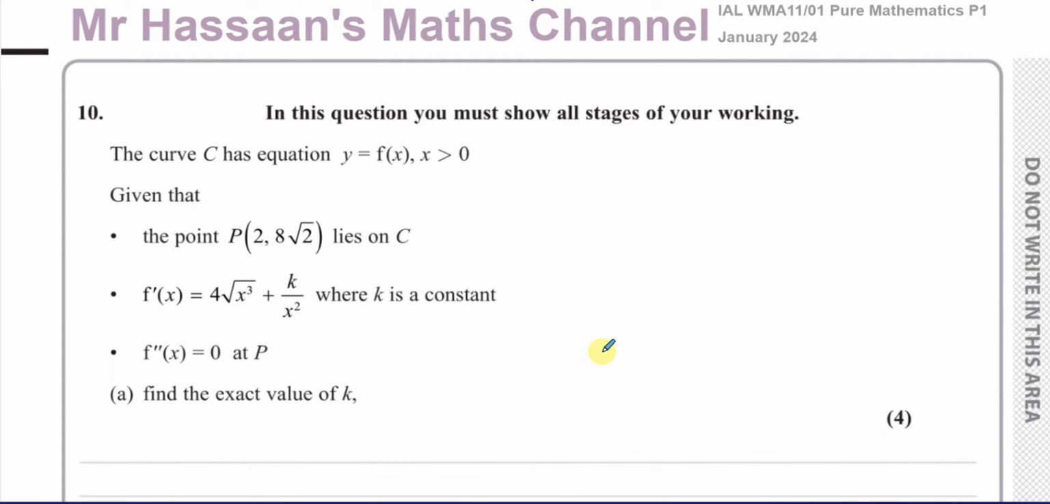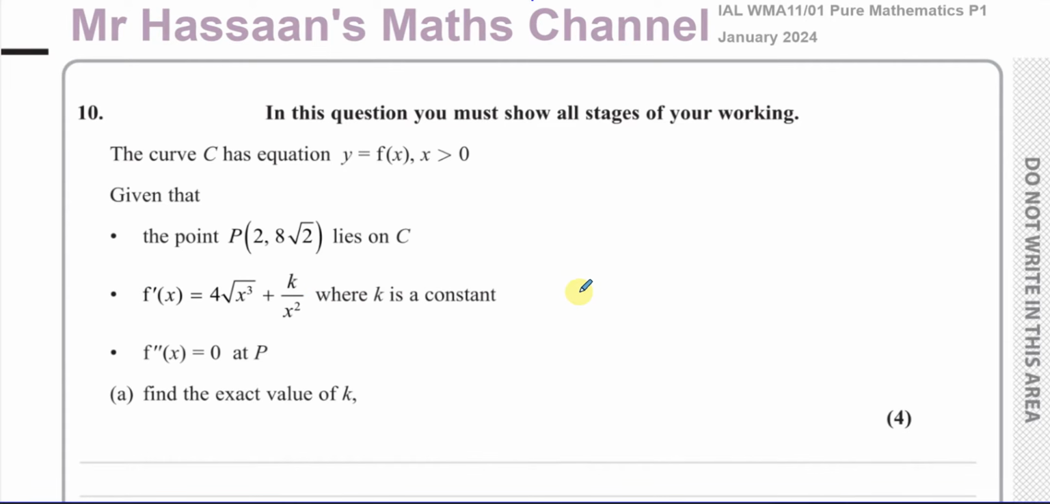This is question number 10, and we are told about a curve C which has equation y equals f of x, where x is greater than 0. And we're told 3 bits of information about this curve. Firstly, that the point P, 2 for the x coordinate and 8 root 2 for the y coordinate, lies on C. So this point is somewhere on this curve. And we're also told that f dash of x is equal to 4 times the square root of x cubed plus k over x squared, where k is a constant.